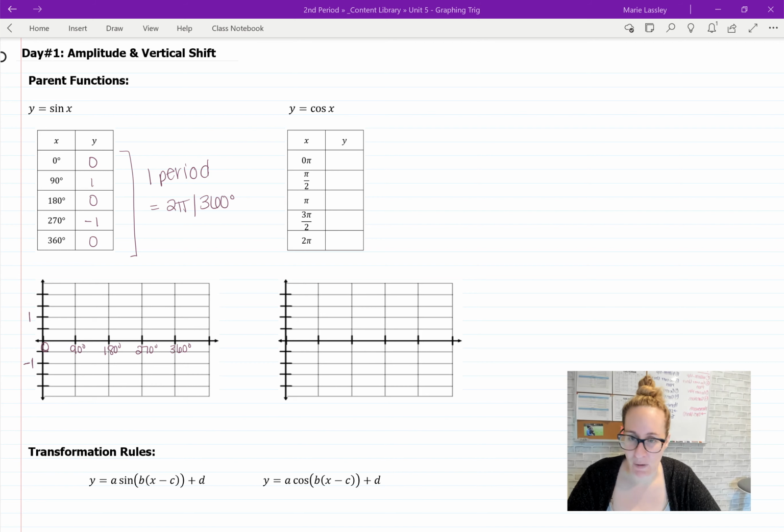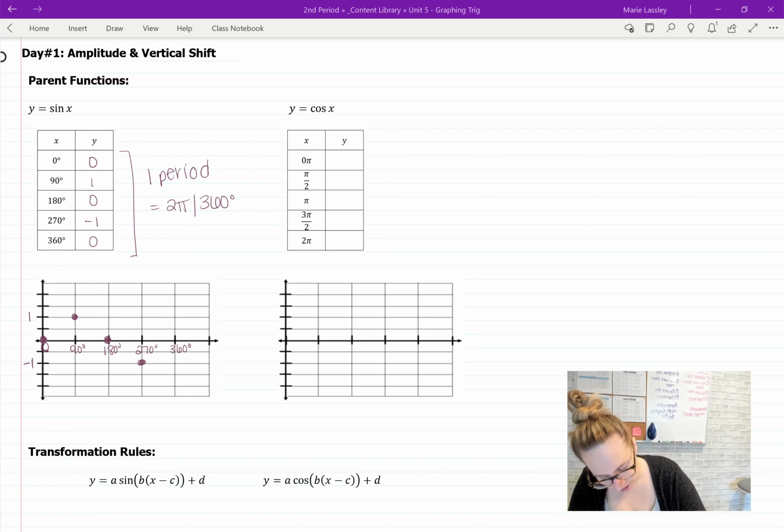Okay, so let's go ahead and sketch this. So at 0, I have 0, 0. At 90, I am up 1. At 180, I'm back at 0. At 270, I'm at negative 1, and at 360, I'm back at 0. Connecting the dots, we have this nice, beautiful sine curve.